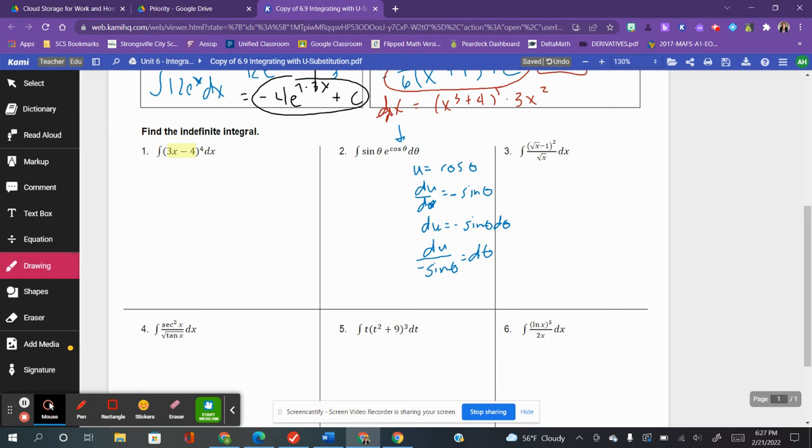Some of you are going to get really quick at doing this, and you're just going to be able to see it, and you're not going to have to write everything out. That would be the goal: to be able to just see what is happening and not have to write anything out, but we're not there yet.